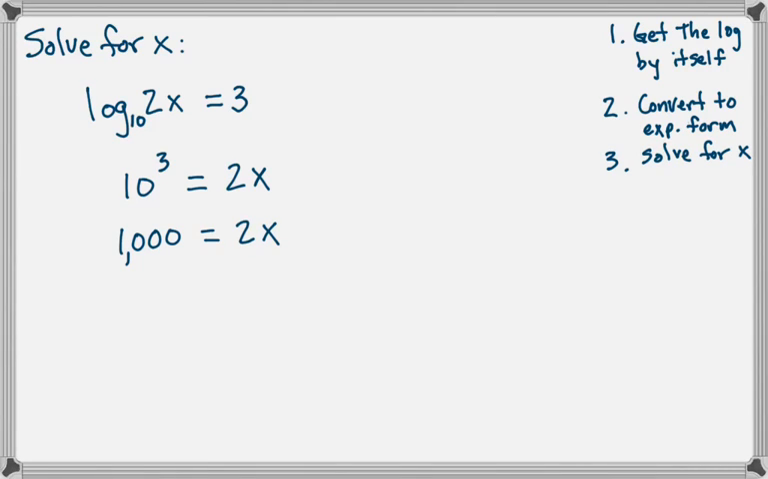And then we just do step 3 there, solve for x. So get the x by itself. However, you have to do that on this one, we just divide by 2 on both sides. And so 500 would equal x.